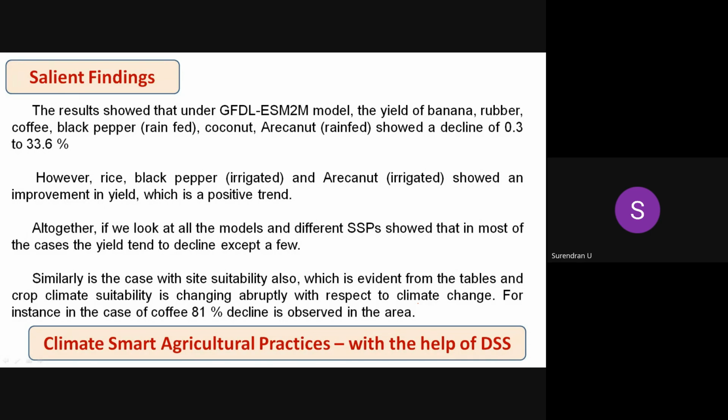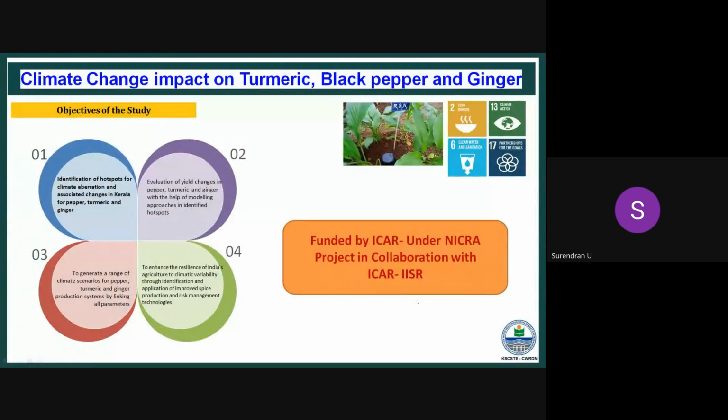Similar is the case with site suitability also. For example, coffee is a very good example we have taken, and it's well appreciated also. I'll show those slides later. Currently the coffee growing area may not be suitable. Almost 80% of the coffee growing area may not be suitable in the future scenarios, which means that it is very sensitive to climate factors.